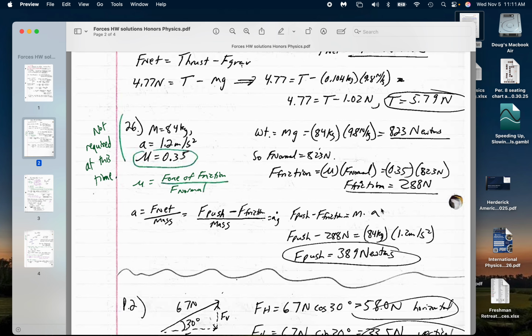That's what I did here. So this will come out somewhere close to 100. I think it was 101 or something like that. Force push minus 288 equals 101. So the push is 389 newtons.